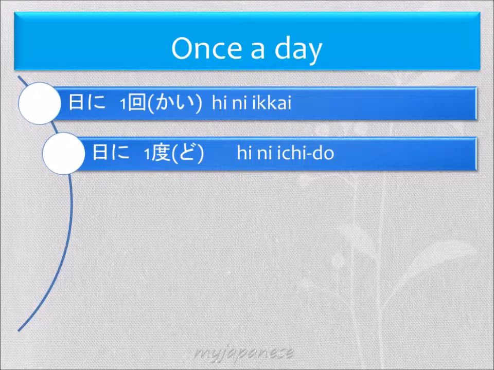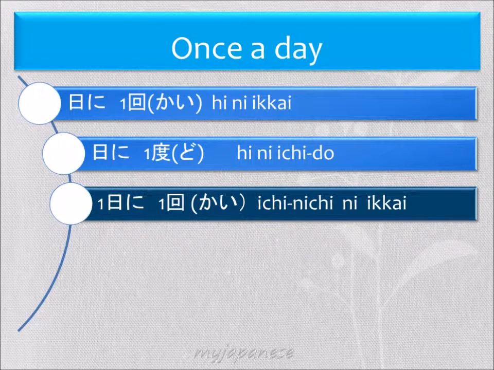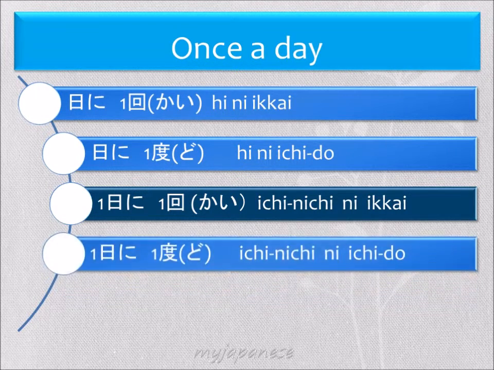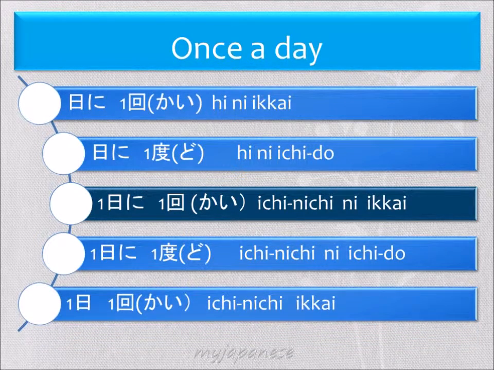Next one is the one we've just learned. 1日に1回. If we replace the 回 by 度, 1日に1度. And the last one is an example of skipping the particle: 1日1回. Okay?